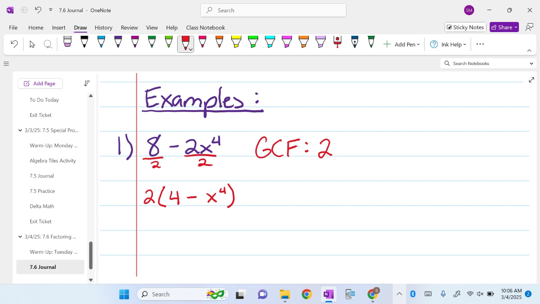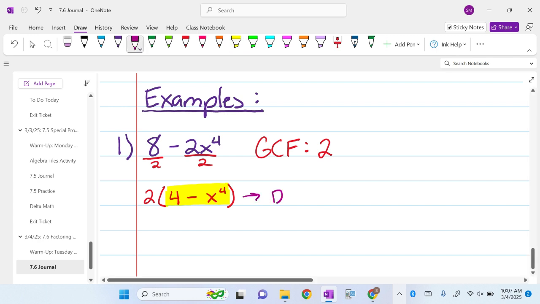Now, once you factor out the GCF, you're looking at what's left in the parentheses. How many terms is that? 2. So let's go with Cheyenne. If there's 2 terms, what factoring strategy are we most likely going to be using? Difference of squares. So we're going to be using difference of squares.